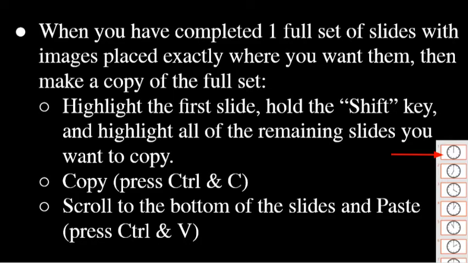When you've completed one full set of slides, place the images exactly where you want them and set the timing for your slides, then you're going to make a copy of the full set. You're going to highlight the first slide, hold the Shift key, and highlight all of the remaining slides you want to copy. To copy, remember, press Ctrl and C. Scroll to the bottom of the list and paste. That means Ctrl and V, all of the slides that you wanted to copy and paste.